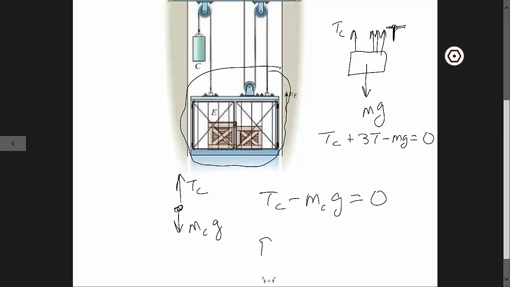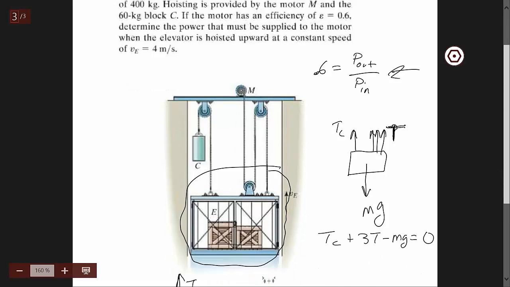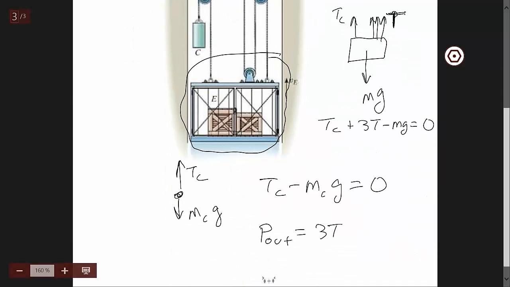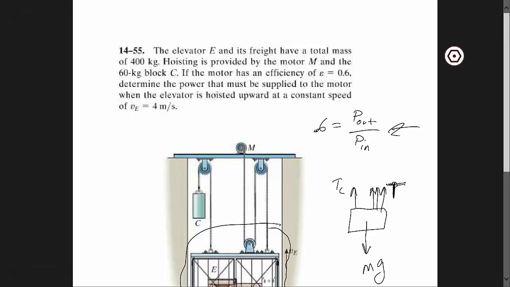Okay, so what's the power out? I already got that one. Give me the power out. It's the force and the velocity. Well, how many forces have I got? 3 T's, and you know the number for T now, right? What's the speed? 4? So it's 12 T. Can you find the power in? Isn't it a piece of cake?